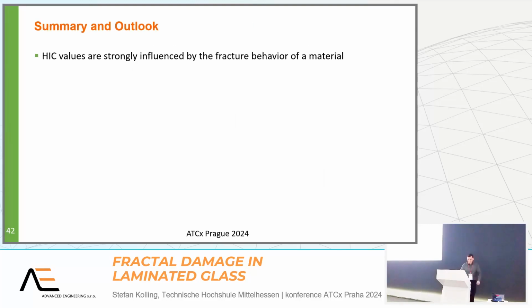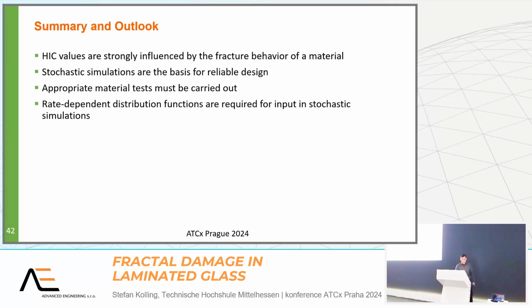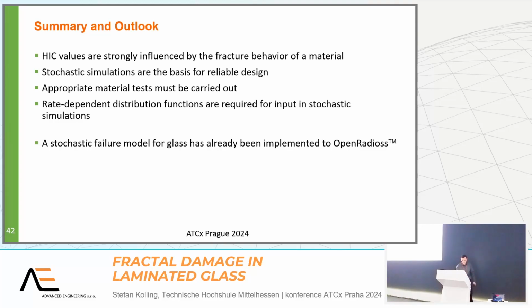So, summary. The HIC values are strongly influenced by the fracture behavior of the material, and stochastic simulations are the basis for reliable design. This is only my opinion. Appropriate material tests must be carried out. It's clear that rate-dependent distribution functions are required as input in stochastic simulations. And a stochastic failure model for glass has already been implemented in OpenRadioss.